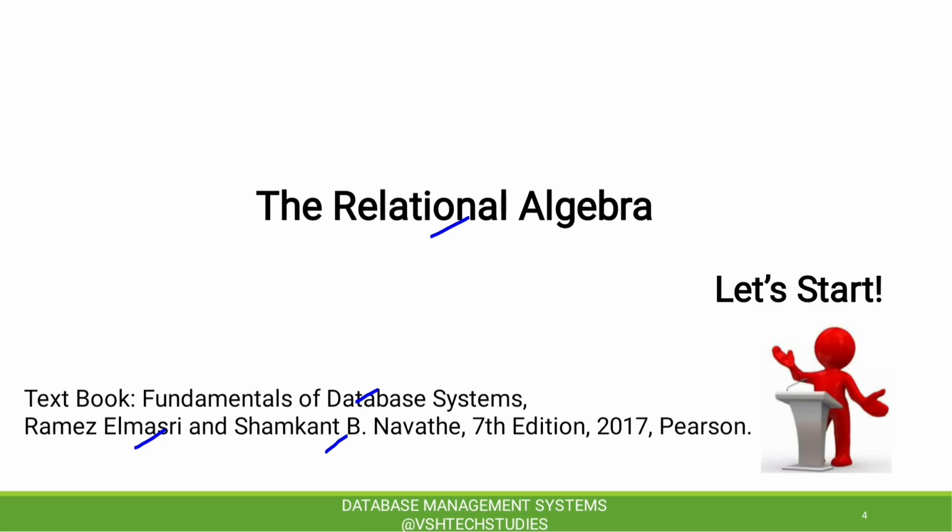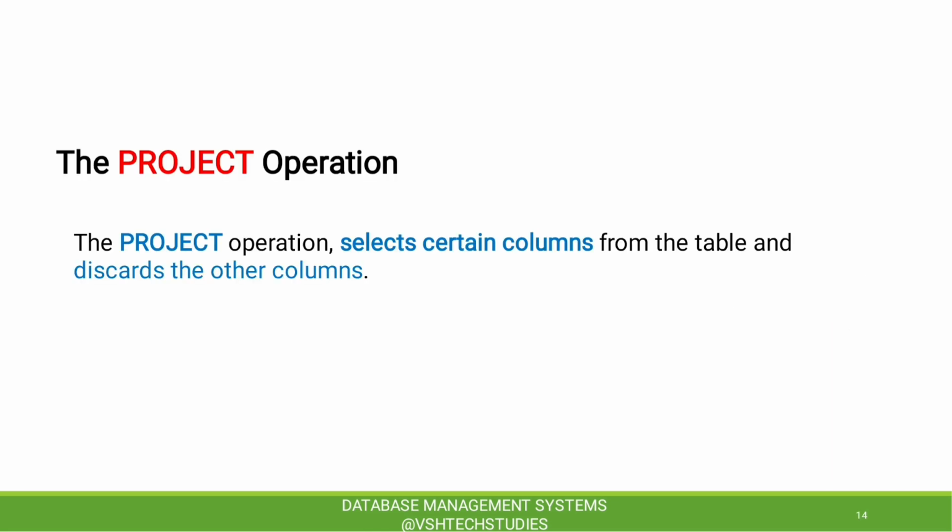Let's start the session. In today's session we shall discuss the project operation. The project operation selects certain columns from the table and discards other columns. In the last video session we studied the select operation in relational algebra, which selects rows from the table based on the condition specified in the relational algebraic expression, whereas the project operation selects certain columns based on the columns mentioned in the relational algebraic expression for project operation. So it discards other columns.